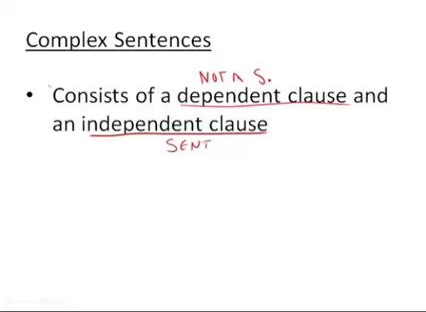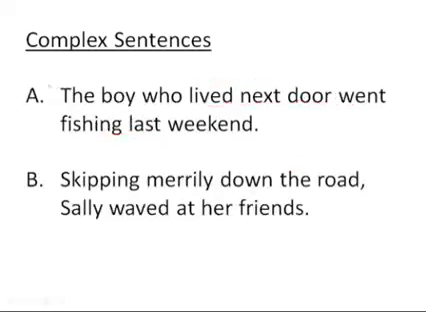So to make a complex sentence, we have to add a non-sentence, which is not the same as nonsense, to a sentence, and this will equal a complex sentence. Let's take a look. The boy who lived next door went fishing last weekend. So this may strike you as a rather simple sentence, but remember, if I got rid of everything after that red mark, and I said the boy who lived next door, that in itself would not be a complete sentence.